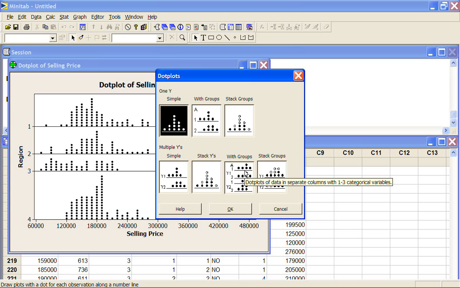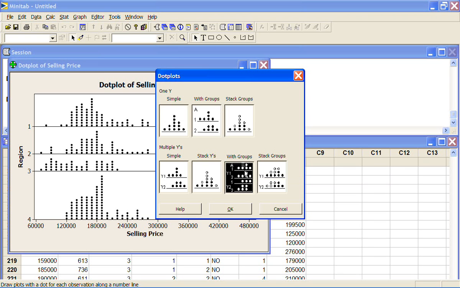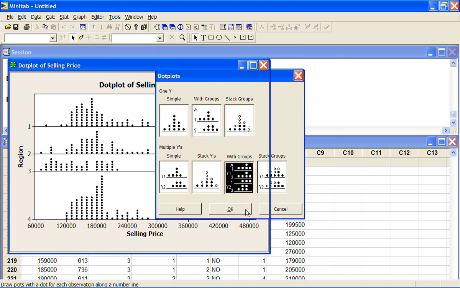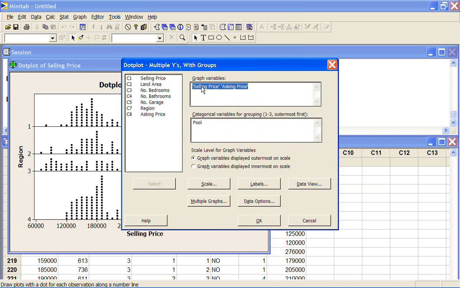I'm not going to have a look at stacking. I find that gets just a little bit complicated to read. So multiple Y's, I might be interested in the selling price and the asking price, and in this case I'm going to split it up by pool just because there's only 2 categories in pool, whereas we've got 4 categories for the region. I've got these 2 options here that we had with the other plots that we've done, graph the variables displayed outermost on scale or innermost on scale. Again, if you're not sure which one to use, try it both ways and see which one makes sense for the data that you find.